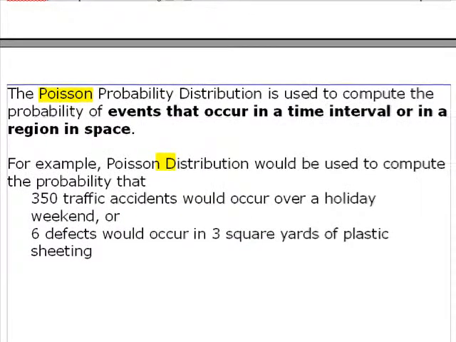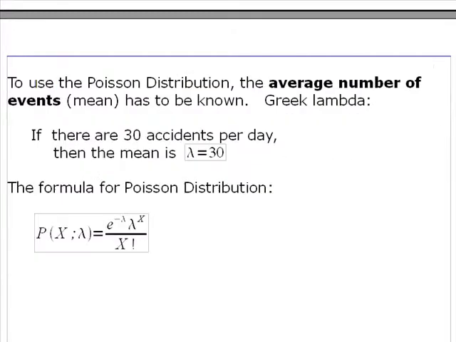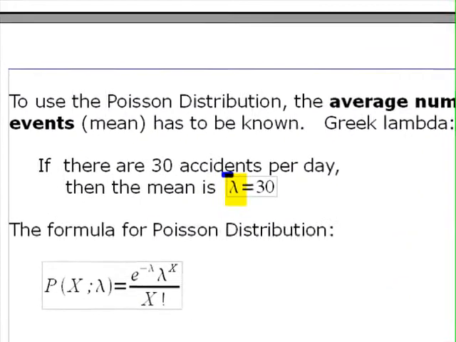For example, if you want the probability that so many traffic events would occur over some weekend, or that you would have so many defects in a section of manufactured material, that's what you're looking for. And you need to start off by knowing the average over that time period, or average over that section. The average is written with the Greek lambda. Oh, I didn't have the marker, sorry. It's that Greek lambda right here. Lambda.